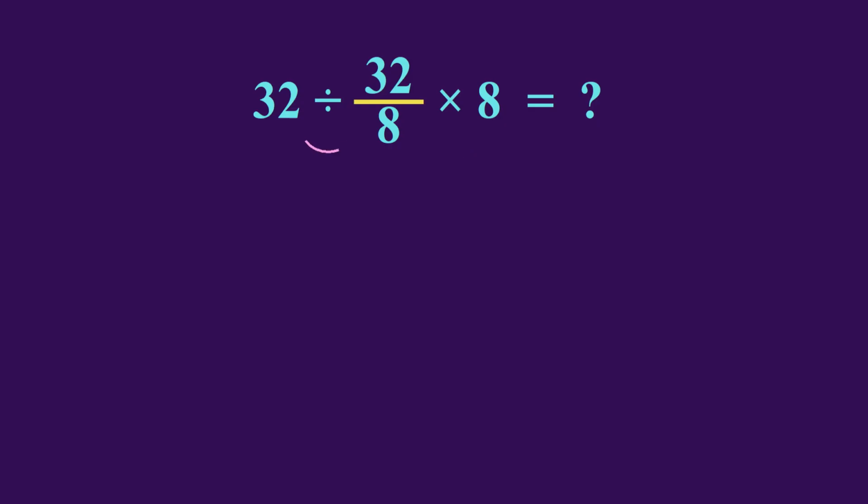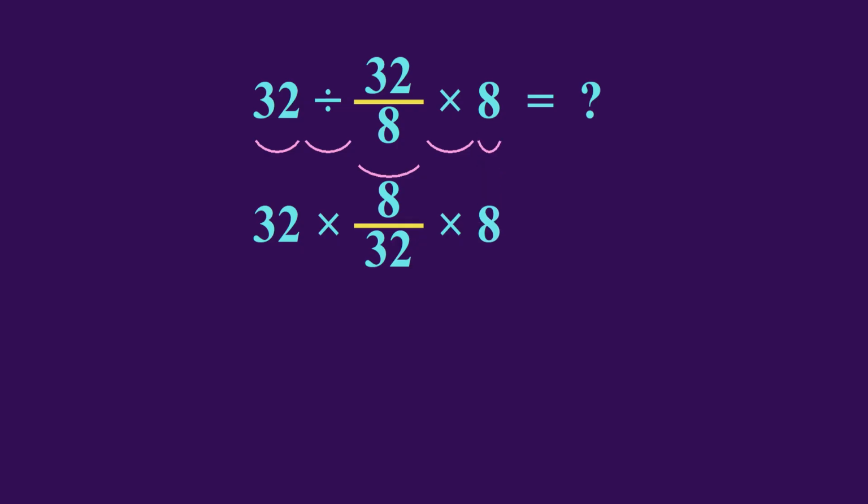So we have to do this division first, 32 divided by 32 over 8. To do this division, write down the 32, then change division to multiplication and flip this fraction to 8 over 32. And here again we have times 8. Now we have this new problem.